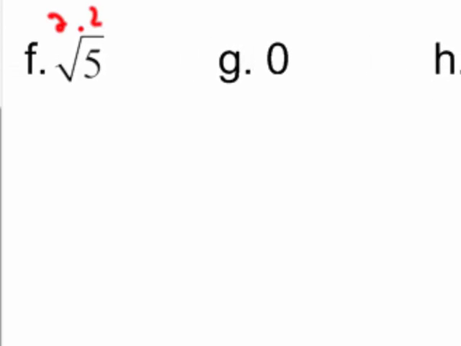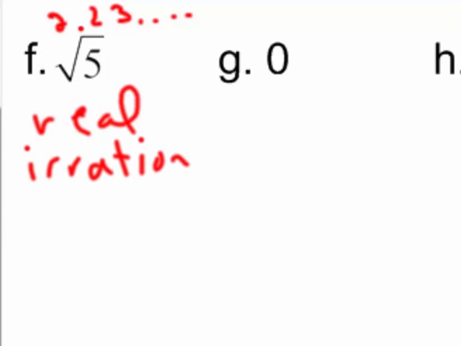In F, the square root of 5. Well, that's 2.23, and it kind of goes on without a pattern. Okay, it is real, first thing, but it would be considered irrational. It goes on forever without a pattern.